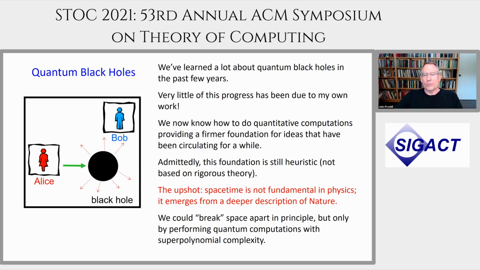But what has happened is we now know how to do quantitative computations that provide a firmer foundation for some of the ideas we've been speculating about for a while. From the standards of theoretical computer science, these foundations are a bit heuristic, not really based on a fully rigorous understanding. But the upshot can be summarized by saying that the evidence is accumulating that space-time is not really fundamental in physics. It emerges from some deeper description of nature that we still don't understand very well, that it's actually possible to break space apart into pieces. And what prevents that from happening is that it requires a computation of super polynomial complexity.